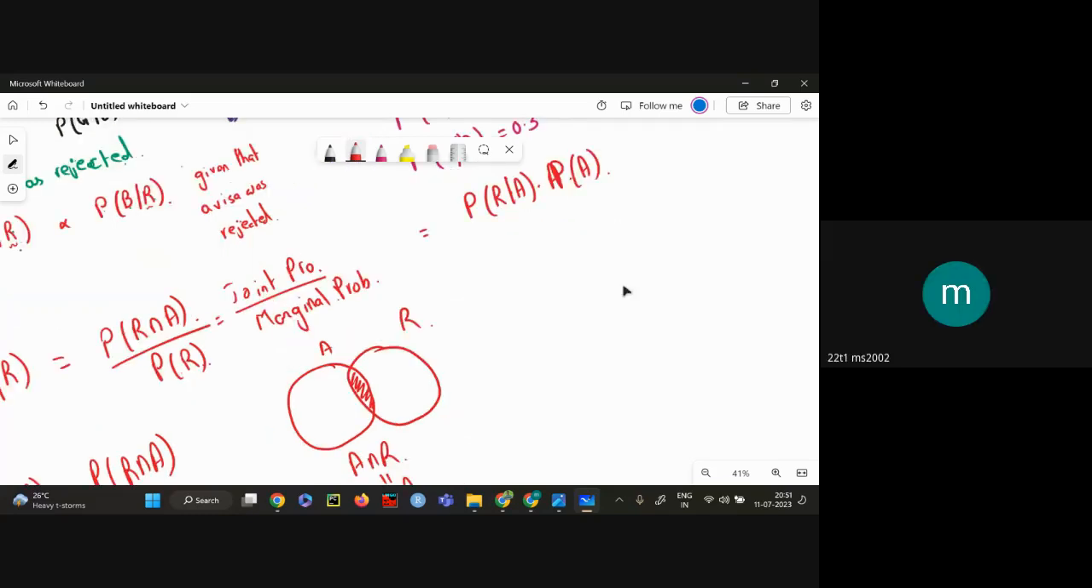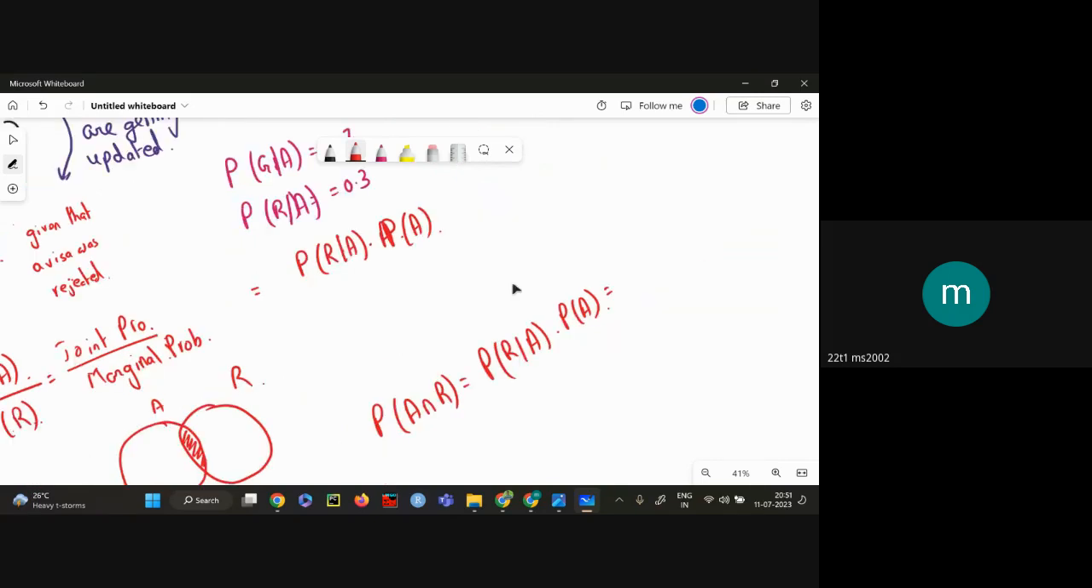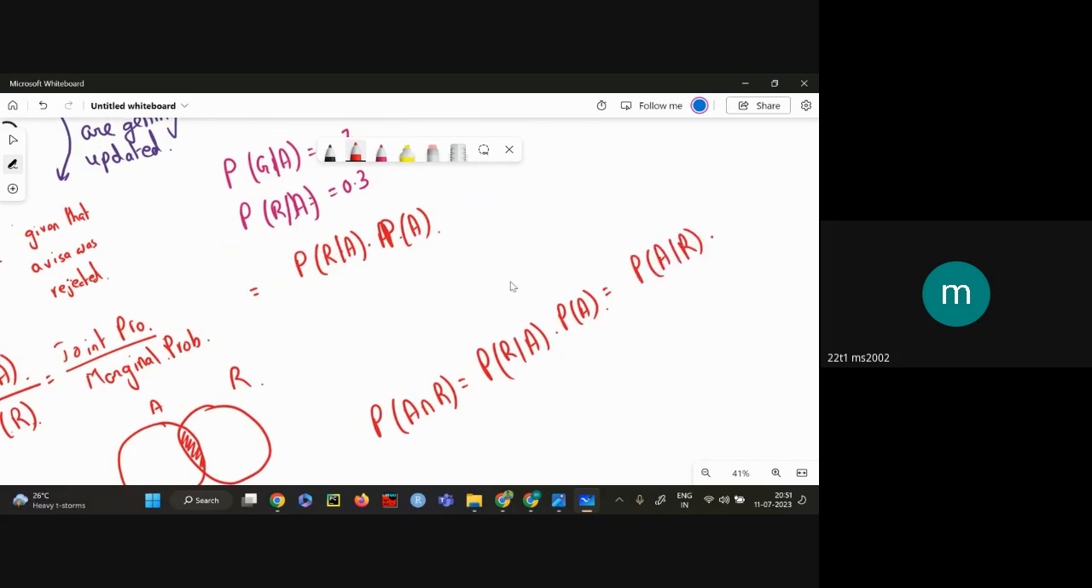So exactly. According to Bayes rule, P of A intersection R is equal to P of R given A into P of A, which is equal to P of A given R into P of R. Right? Yeah. So that is basically Bayes rule. This is the beauty of Bayes rule. It is able to compute the joint probability in terms of marginal probabilities and conditional probabilities.